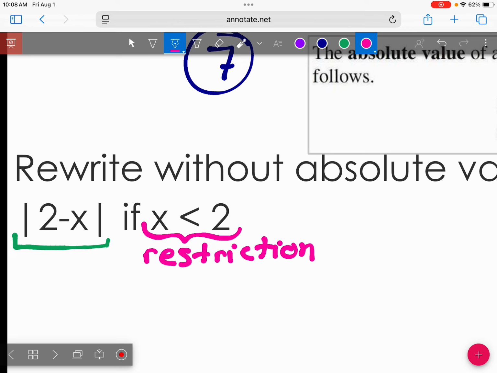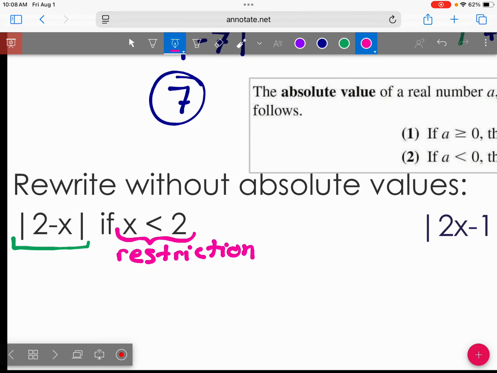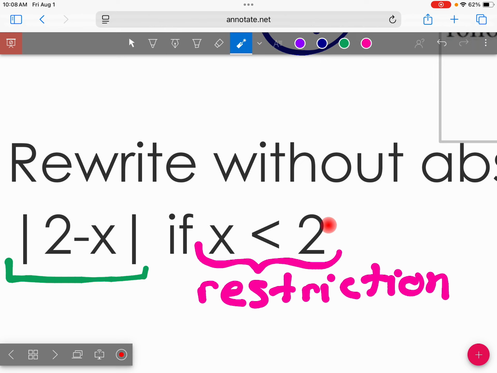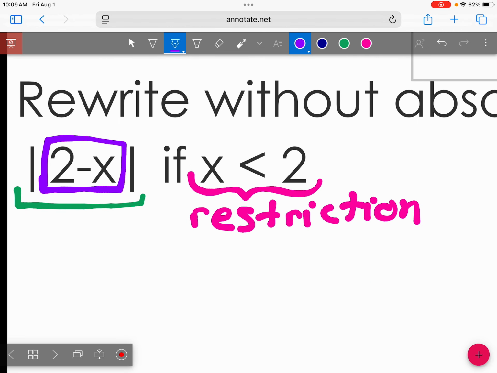What that restriction is going to do is make the argument, the piece inside the absolute value, be either positive or negative. So we've got to figure out whether, when x is less than 2, this piece inside the absolute value, 2 minus x, is going to be positive or negative. So if x is smaller than 2, meaning x could be 1, x could be 0, x could be negative 10, would 2 minus that number be positive or negative? So think of a number smaller than 2. So maybe 1. 2 minus 1.